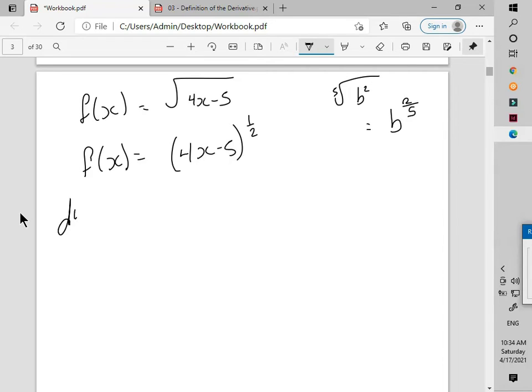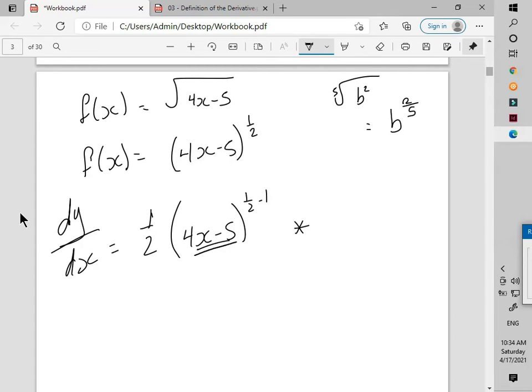So this is just for these types of questions where you just see the simple root sign. So dy upon dx is equal to, bring this in front, half, open bracket, 4x minus 5, raised to half take 1, which is multiplied. What's inside here? Derivative of the constant is 0, so leaving me with 4. So I have a half times 4.